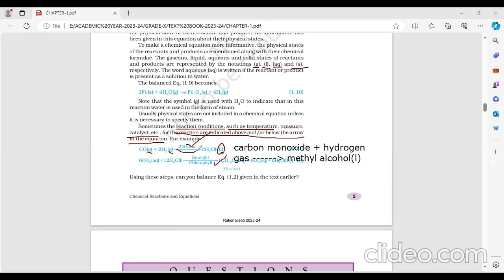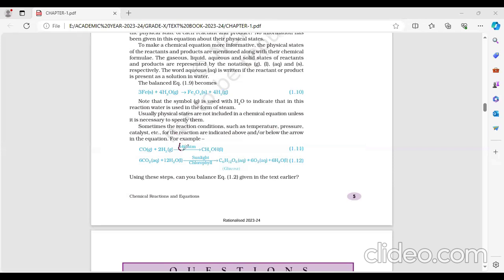Only one condition: when you give 340 atmospheric pressure in this chemical equation, you will get ethyl alcohol in liquid state or liquid form. So this is also one important equation. This is a condition. Here you are taking two gases, but the product is in liquid state, so that time you need to mention it above the arrow.